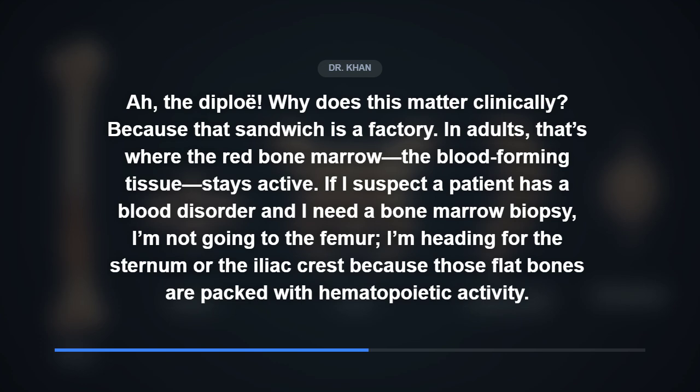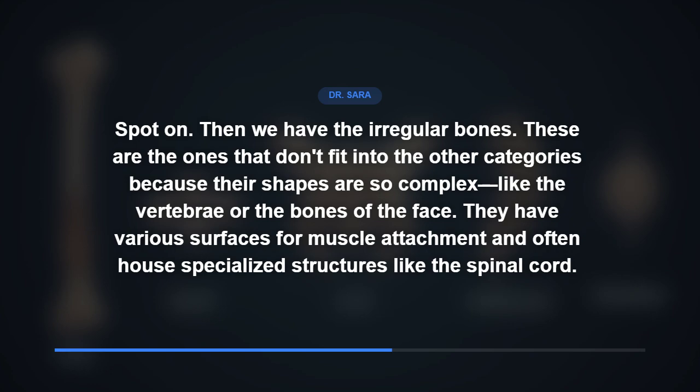Why does this matter clinically? Because that sandwich is a factory. In adults, that's where the red bone marrow, the blood-forming tissue, stays active. If I suspect a patient has a blood disorder and I need a bone marrow biopsy, I'm not going to the femur. I'm heading for the sternum or the iliac crest because those flat bones are packed with hematopoietic activity.